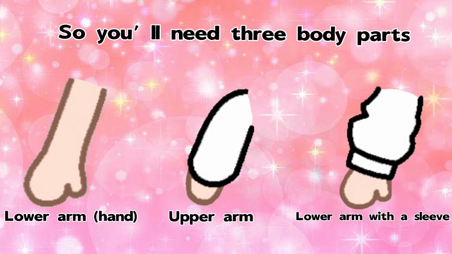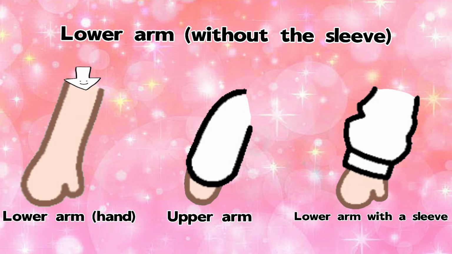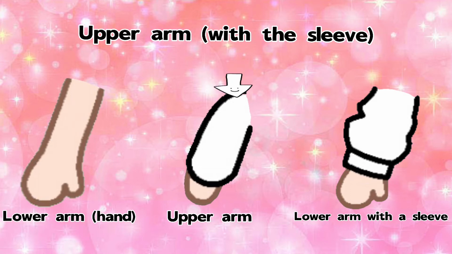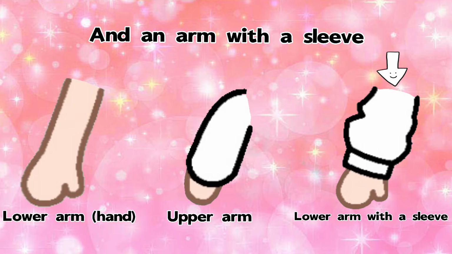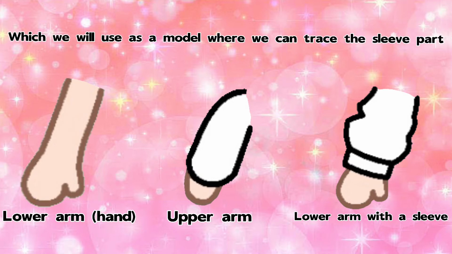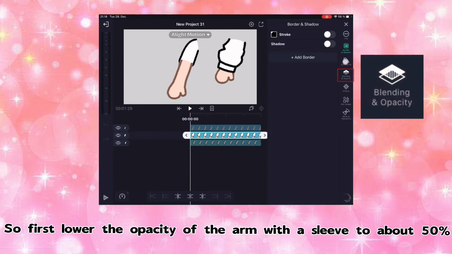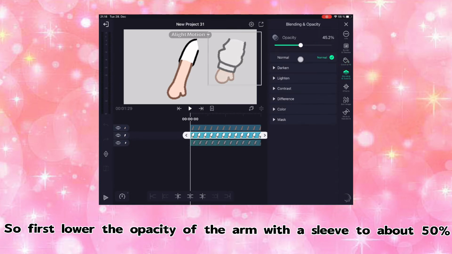How to animate sleeves with vector drawing. So you'll need 3 body parts: lower arm without the sleeve, upper arm with the sleeve, and an arm with a sleeve, which we will use as a model where we can trace the sleeve part. So first, lower the opacity of the arm with a sleeve to about 50%.